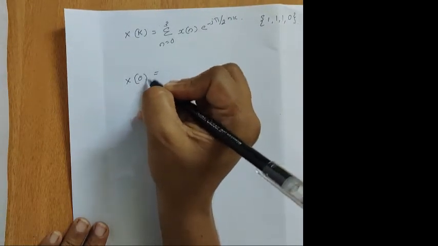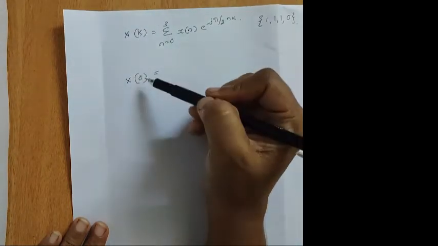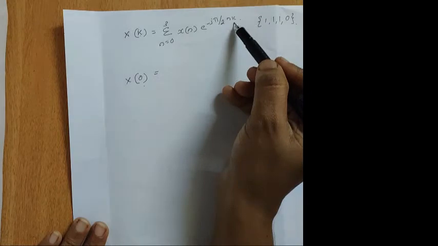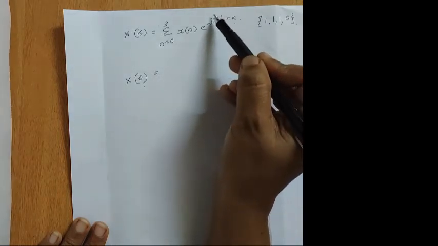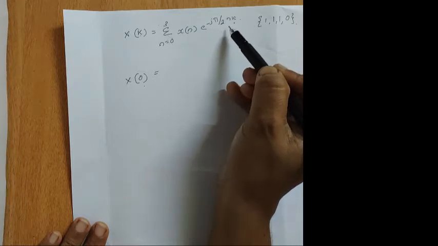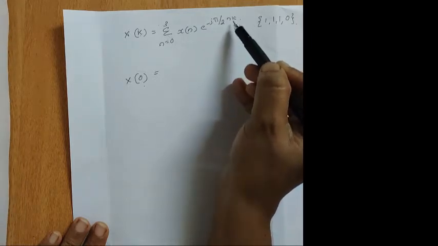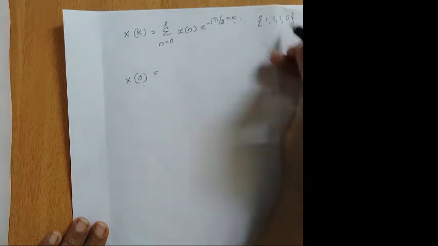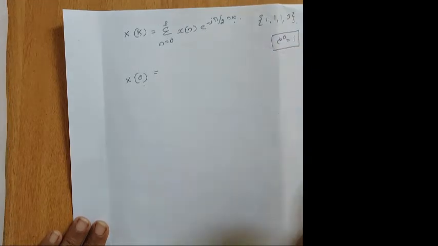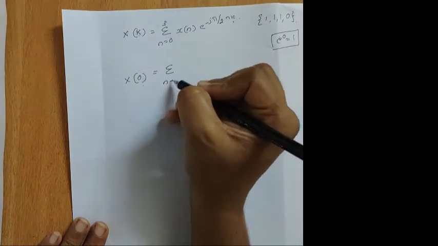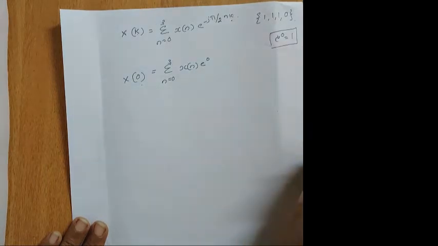X of 0. First you have to find X of 0. So for k you are substituting 0, so here also it should be 0. If k is 0, the entire term over here will be 0, and 0 into something will be 0. So e power 0, and we know e power 0 is equal to 1. So you will get summation n equal to 0 to 3 x of n e power 0.